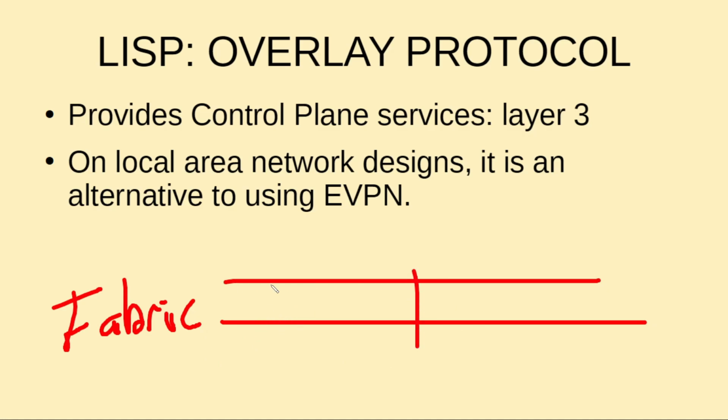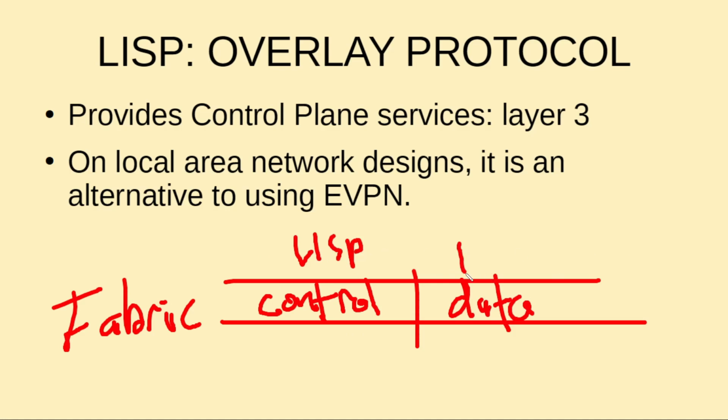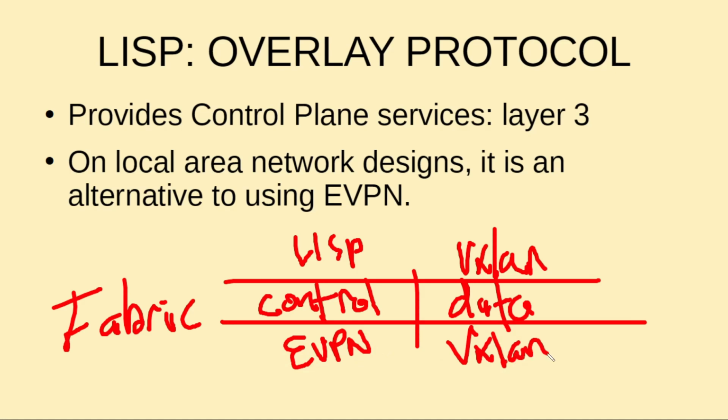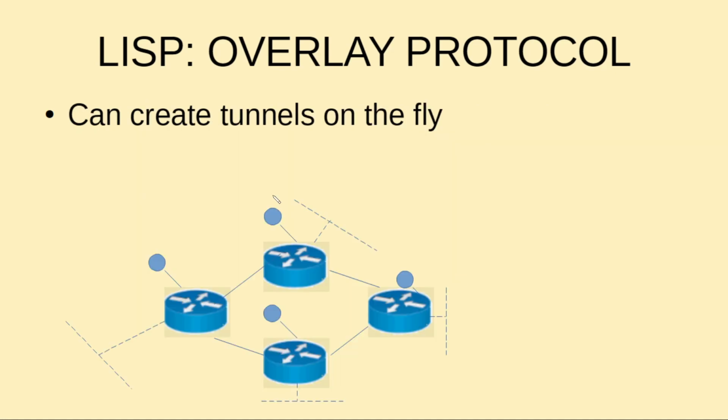So we have the overlay that is the control plane, and we have another part of the overlay that is the data plane. So for Cisco, the solution is using LISP as the control plane and VXLAN as the data plane. If you don't want to use Cisco, you can use a multi-vendor approach. In that case, you could choose EVPN as the control plane and VXLAN as the data plane if you want. Now, the other advantage of using LISP is that it can create tunnels on the fly.